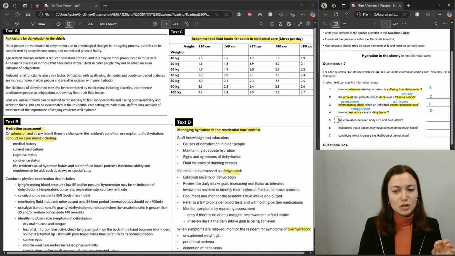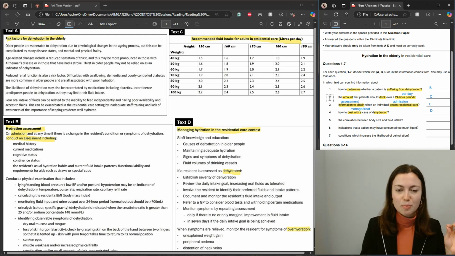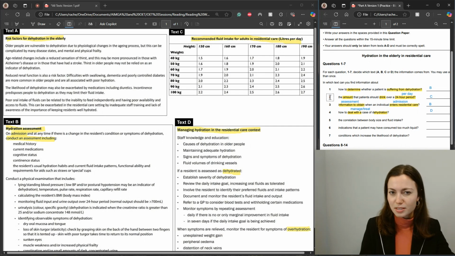All right, number 5, the correlation between body size and fluid intake. Okay, words like correlation, trend, pattern, that should get your mind thinking of numbers. And immediately when you're thinking numbers, you probably should be thinking the chart or table or visual graphic given. Not always, but a lot of the time.